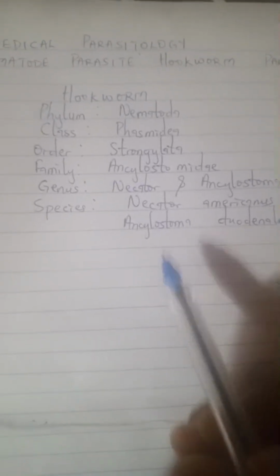Now, don't forget that what makes up the species name is the genus and the species. Here we have the Necator and the Ancylostoma, then the species are the americanus and the duodenale. So you now call it together. So these are the classifications of hookworm parasites.